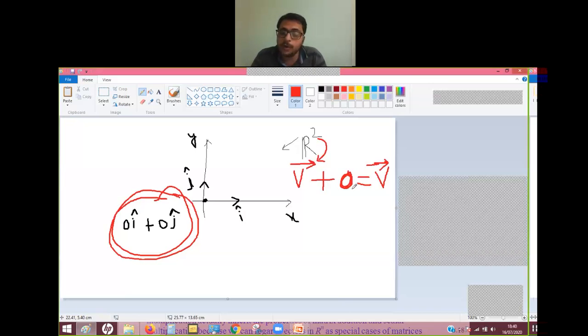Okay, it will not have any direction. So please remember, zero vector is such a vector which does not have any magnitude, that is zero magnitude, and obviously it does not have any direction. So if it has no magnitude and direction, it is not bothering anyone, correct?